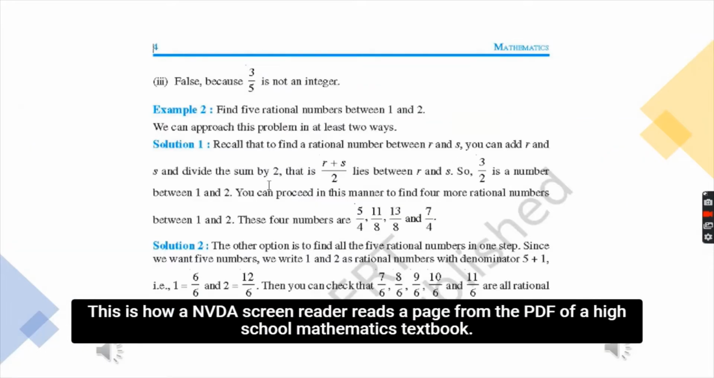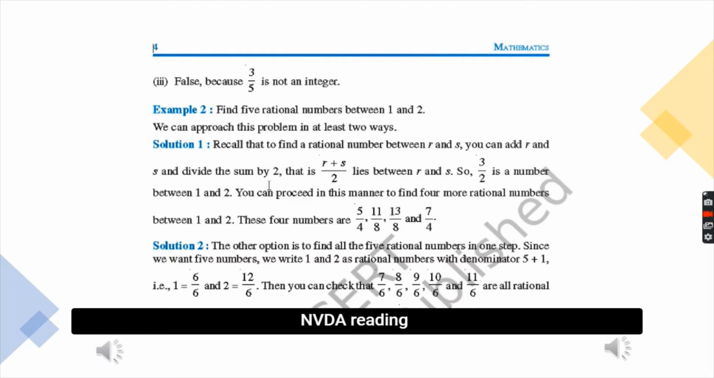This is how the NVDA screen reader reads a page from the PDF of a high school mathematics textbook. Mathematics. 3. 3, false, because it is not an integer. 5. Example 2, find 5 rational numbers between 1 and 2. We can approach this problem in at least 2 ways.